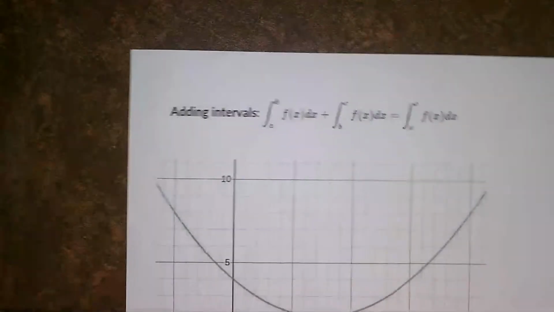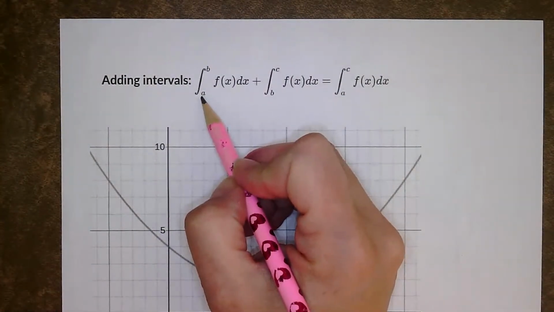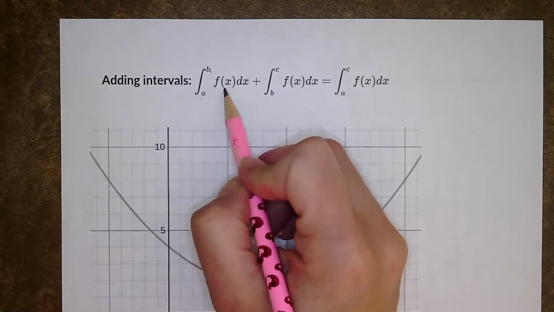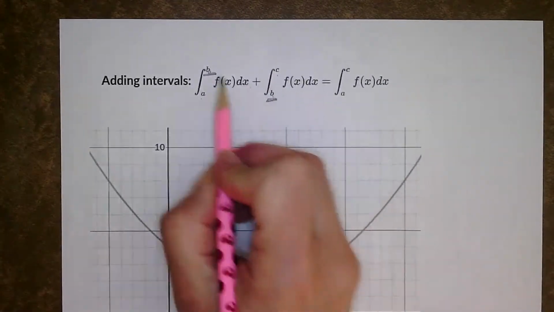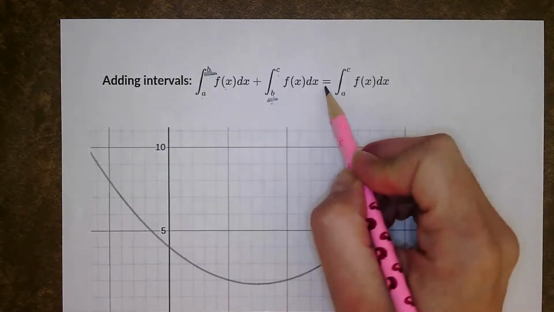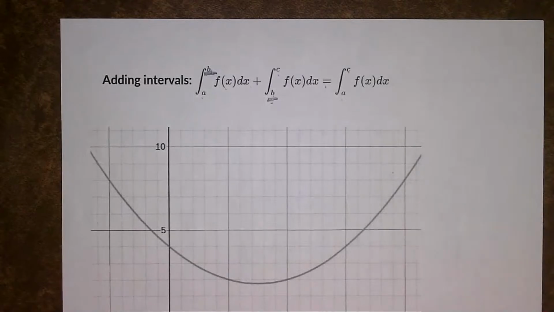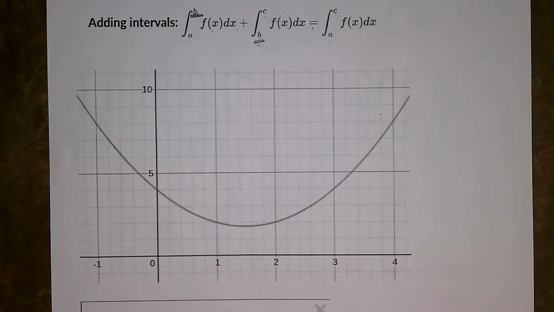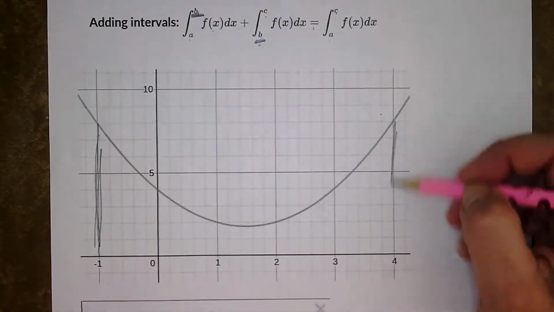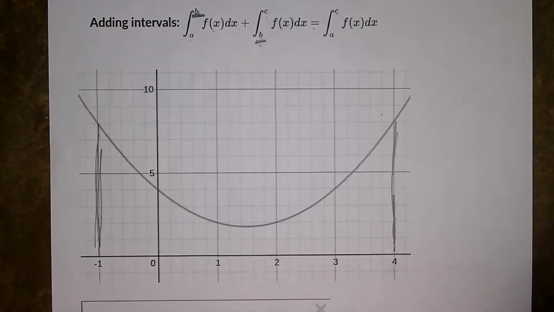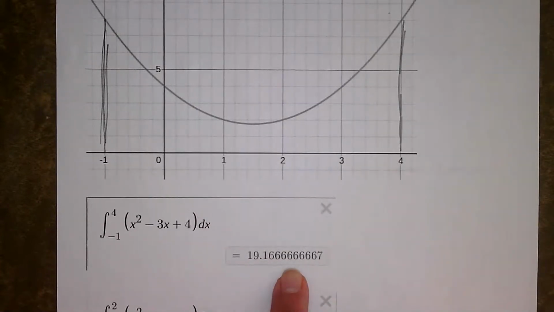Okay, and the last property is the adding intervals. What this property says is if I go from A to B of f of x and add then from B to C, instead of stopping at this common value, it's the same thing to go all the way from A to C to get the area. So again, here's our parabola we've been looking at as thinking of the areas for integrals. Definite integral means area. So -1 to 4 is 19.16 repeating. I got that value here again.